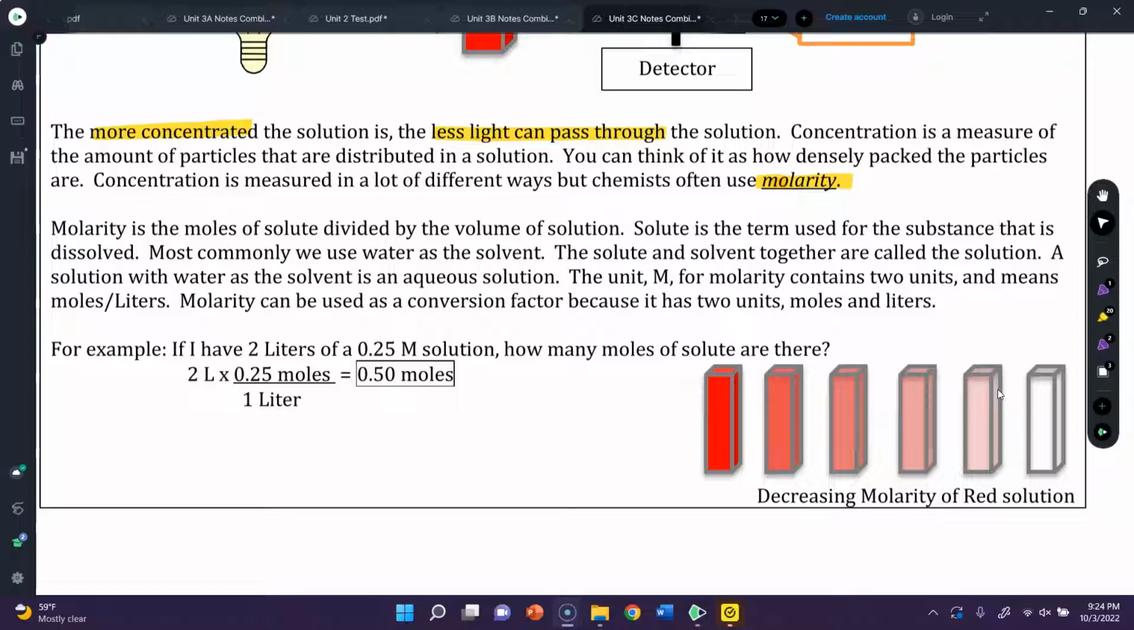Molarity can be used as a conversion factor because it has 2 units, moles and liters. For example, if I have 2 liters of a 0.25 molar solution, how many moles of solute are there? Well, you can use the concentration as a conversion factor. You can also just plug it into the molarity equation that we have done in the past.